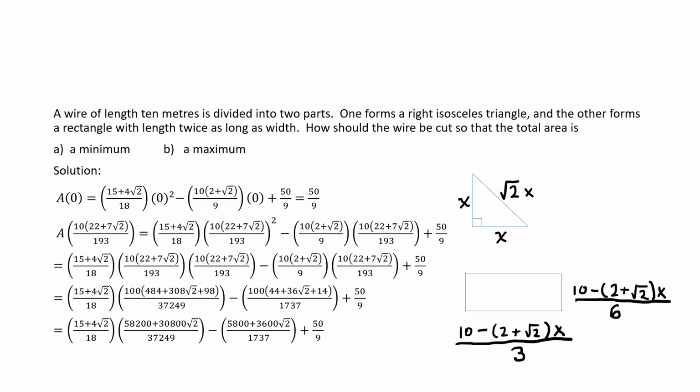So what we can do then is determine the area if x is equal to 0. And when we plug that into the formula, we get 50 over 9. Not surprised because when we did it with decimal approximations, we had roughly 5.5556. So that's no surprise at all. When we plug in 10 times the quantity 22 plus 7 root 2 all over 193, when we sub that in for x, it's a little more complicated, but not too bad.